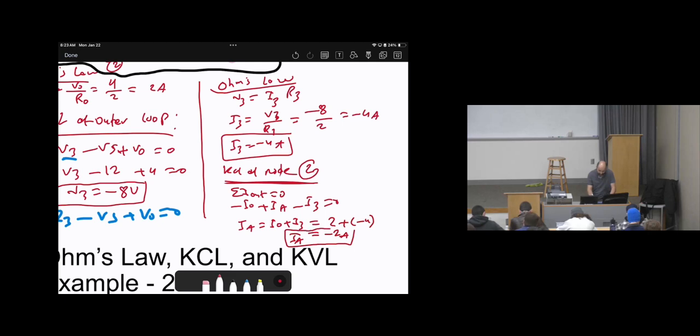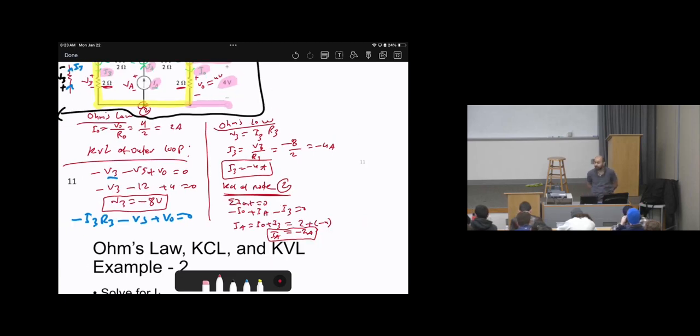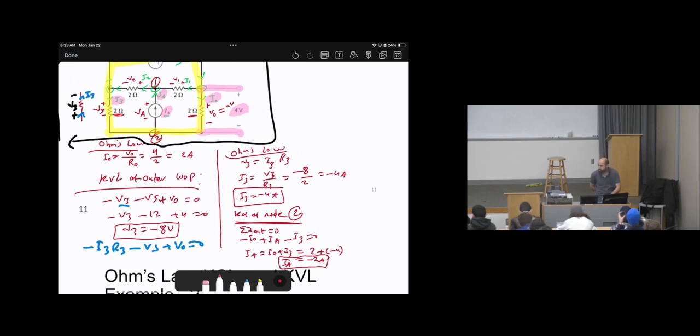Then the final answer will be boxed this way. Don't forget to write the units. Whenever you have voltage, it's in volts. Power, watts. Voltage, again, volts. Currents, amperes. So please make sure to write the units. Any question about this example?